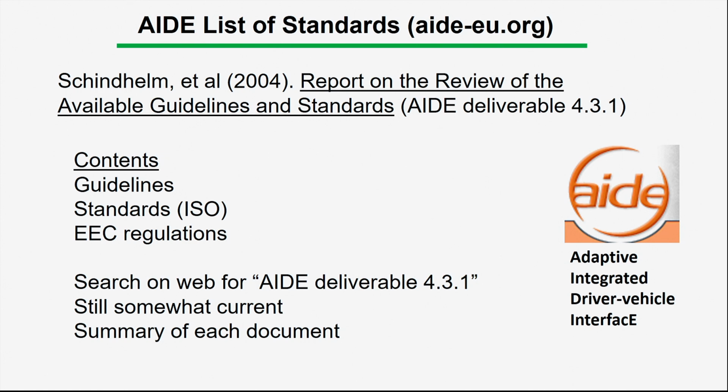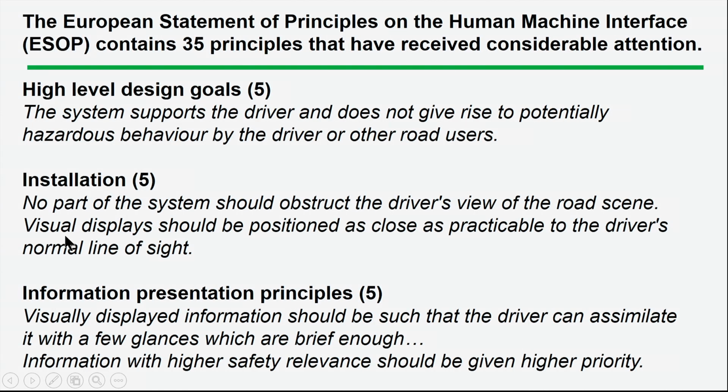So where do you find other sources of information on standards? I had mentioned earlier this AID report. AID was a project in the EU that was carried out, and that document is listed here. You can Google it and find it. I have not listed the URL because it does change from time to time. But if you list this title and this deliverable number, you'll pretty much get to it. It has a number of topics that are covered, in particular standards and EEC regulations that are relevant to this particular issue. So if you're interested in that topic, take a look.